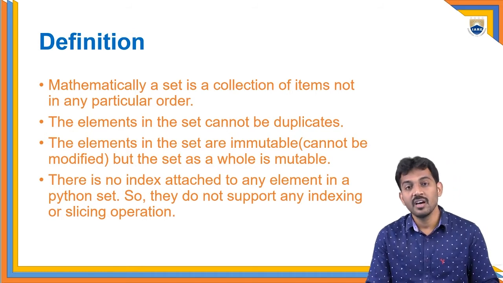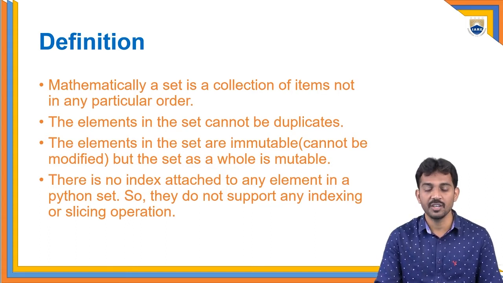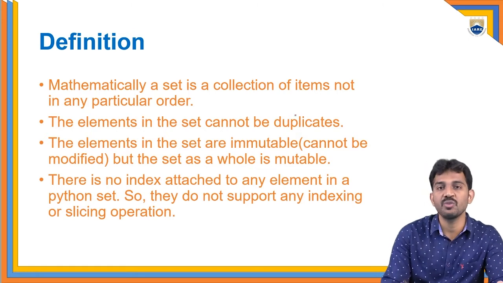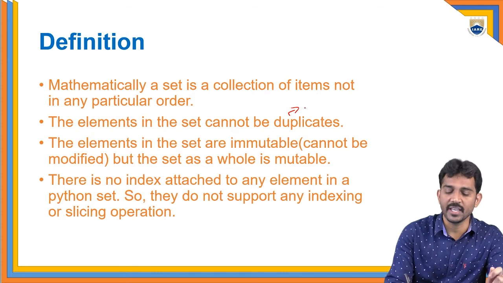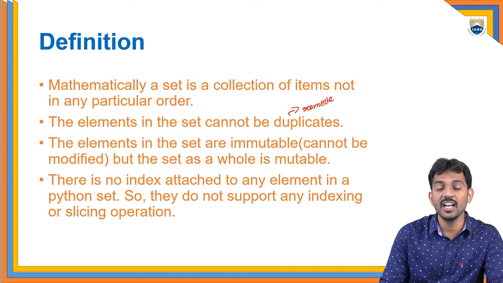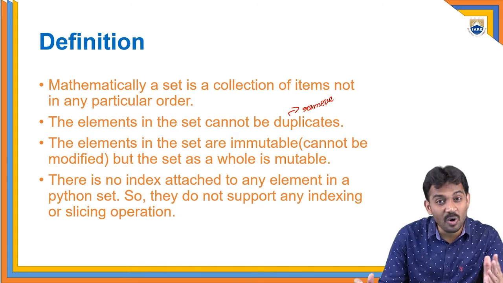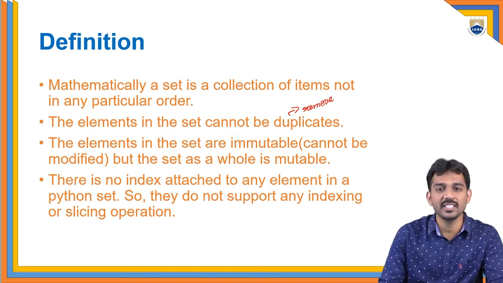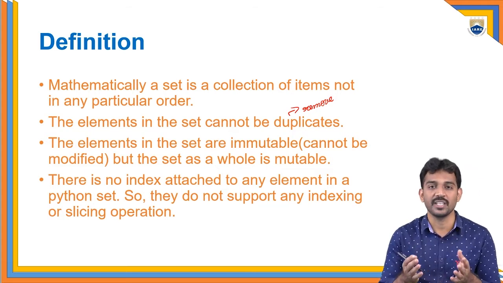There's a difference between lists, tuples, and sets. We don't have any particular order, and the elements of sets cannot be duplicates. So the elements should be unique. Sets are used when you want to remove the duplicates. If you apply set, all the elements become unique. Please note this. When you want to delete all the duplicates, you just apply set, then the list is cleared of all the duplicates.